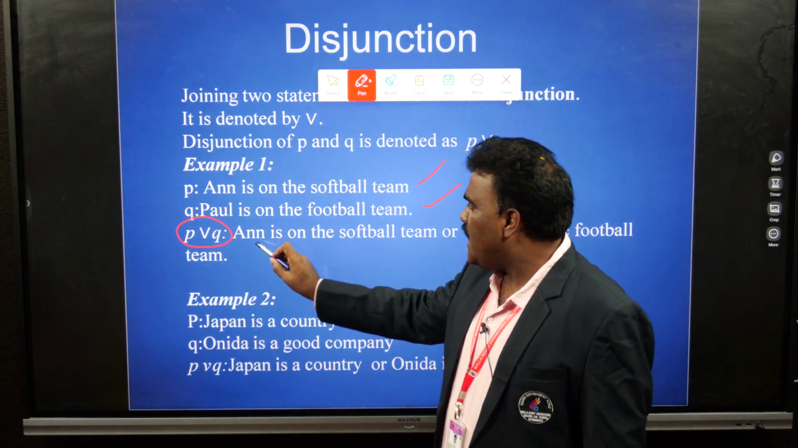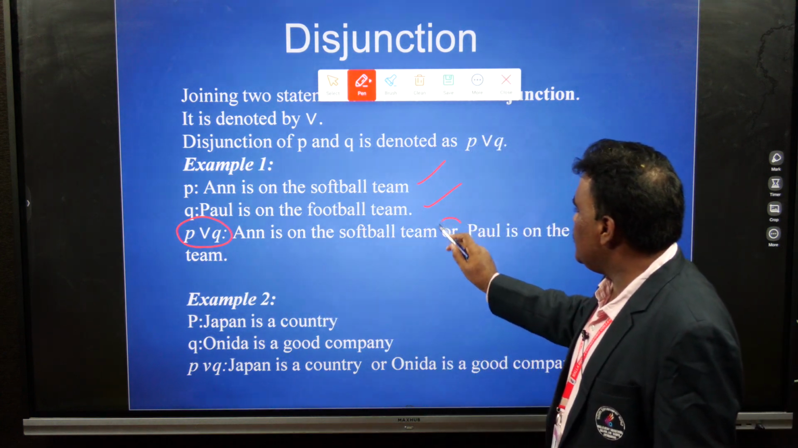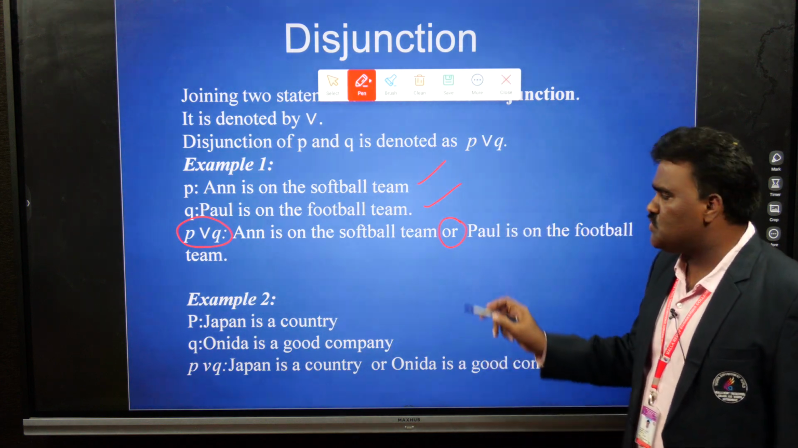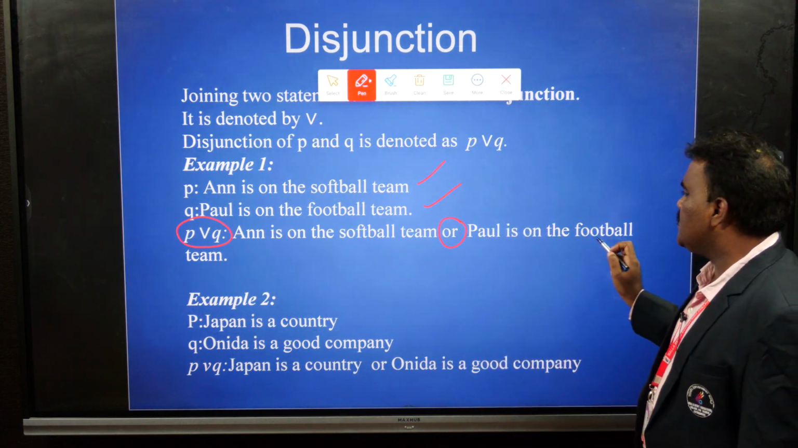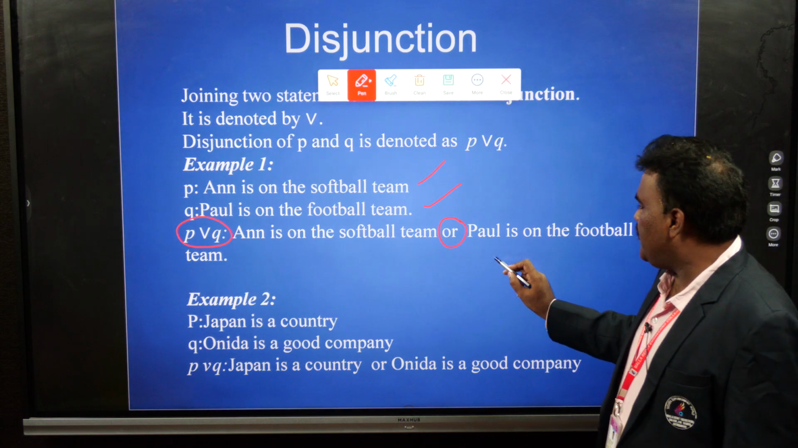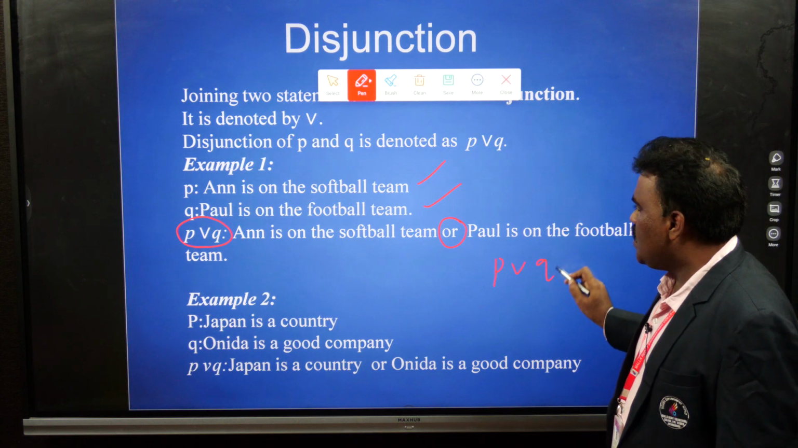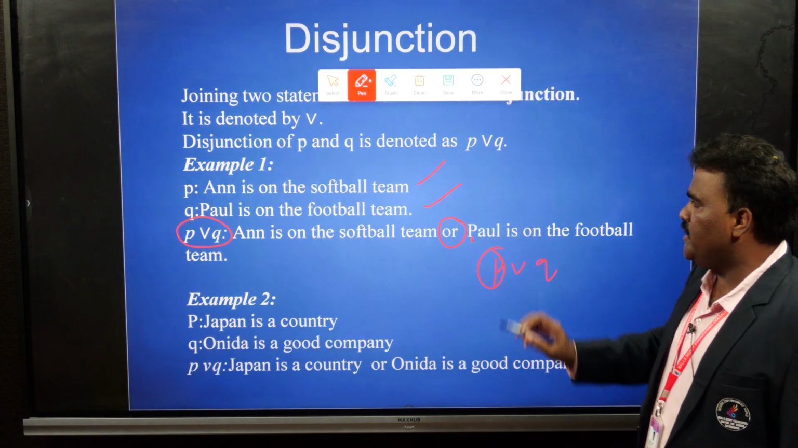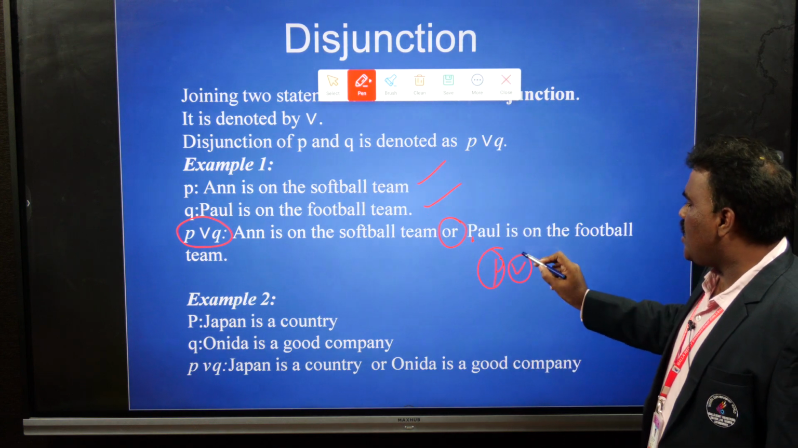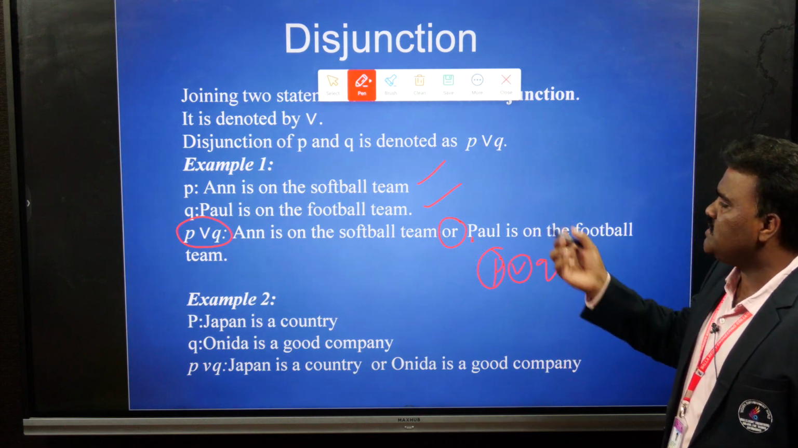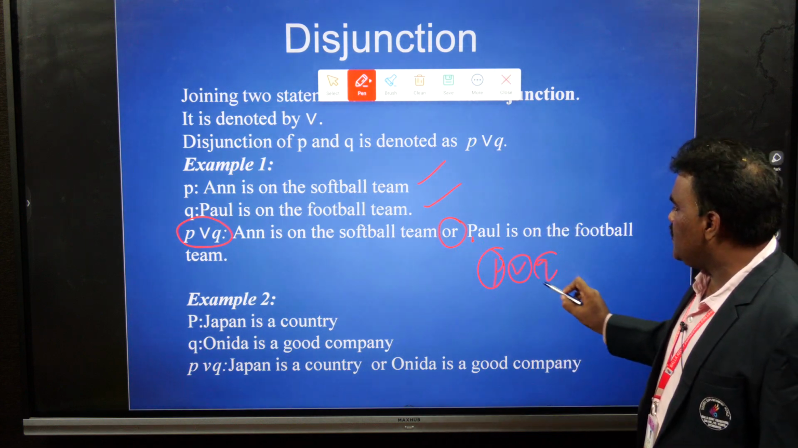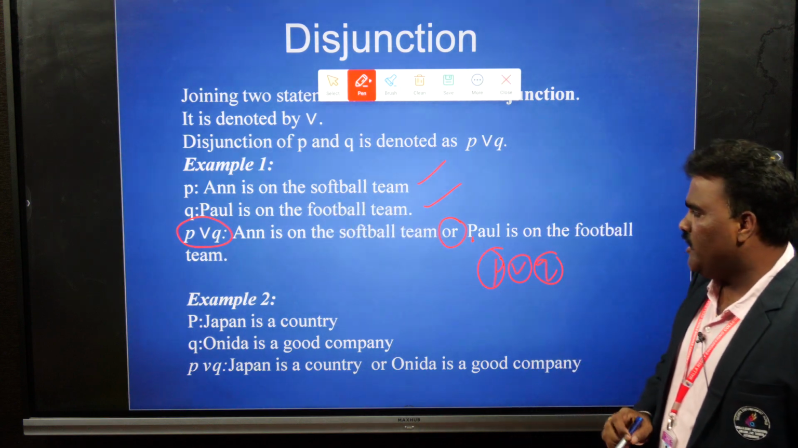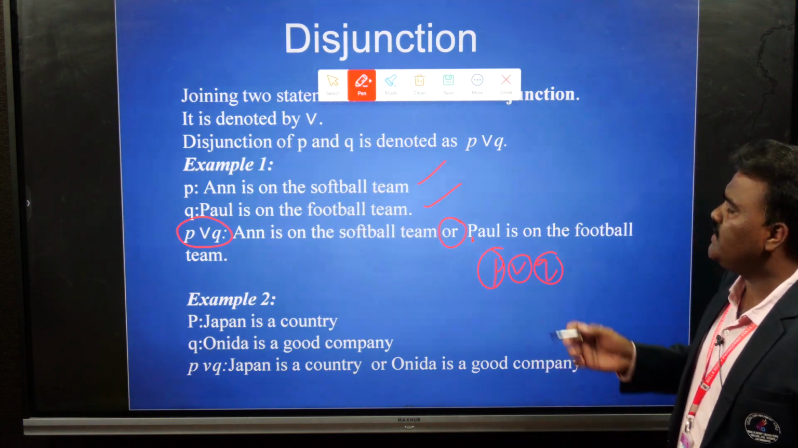Here, Anne is on the softball team. Disjunction is represented with the OR notation, so I need to use OR. Paul is on the football team. Same here, for example, P OR Q. What is P? P is Anne is on the softball team. Here we denote it with the OR notation, because we are using the disjunction. The next statement is Q. What is Q? Paul is on the football team. In this way we represent the disjunction.